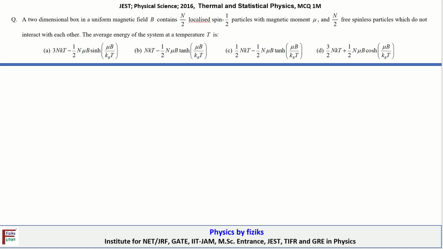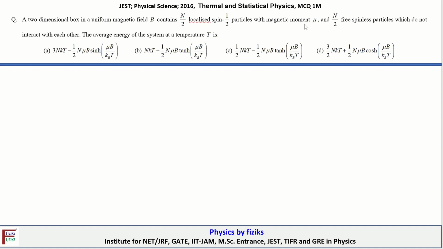Okay, so let's continue with the next problem. The statement is: a two-dimensional box in a uniform magnetic field B contains n by 2 localized spin-half particles with magnetic moment mu and n by 2 free spinless particles which do not interact with each other. The average energy of the system at temperature T is how much?